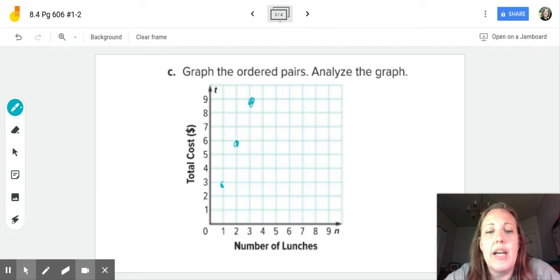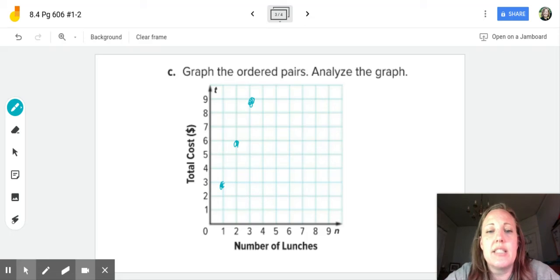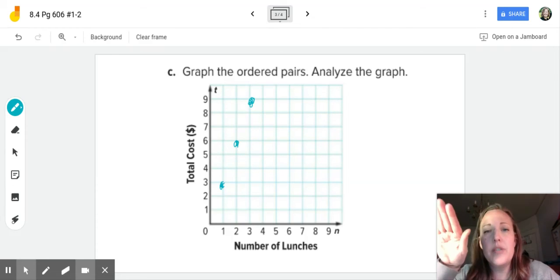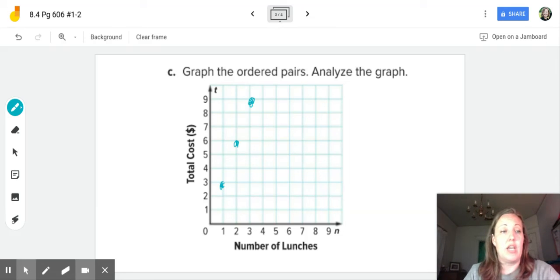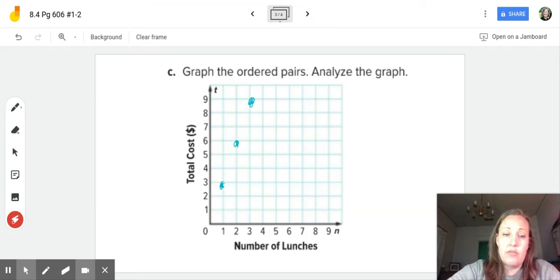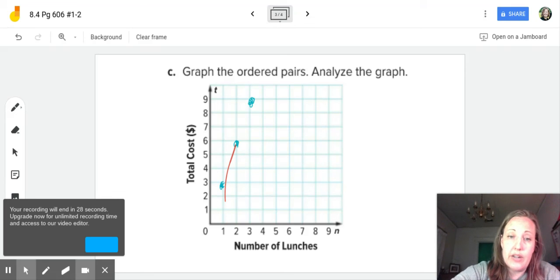Okay. Now, your book kind of infers that this is going to make a line, and you could draw a line, because this is linear. It's a linear graph because it has a constant rate of change. Okay, so what that means is, as I go over 1, I go up 3. Over 1, up 3. Another way, up 3 over 1.